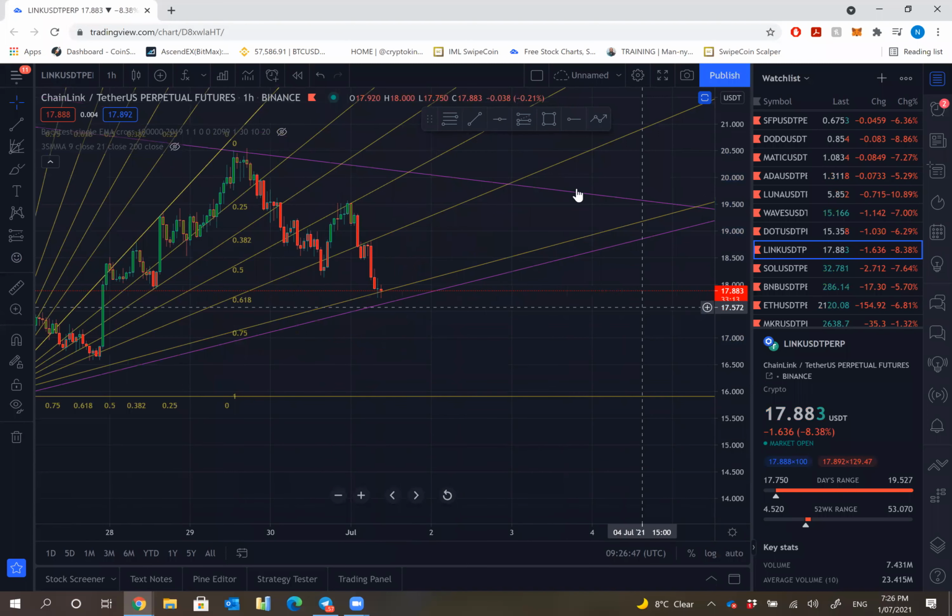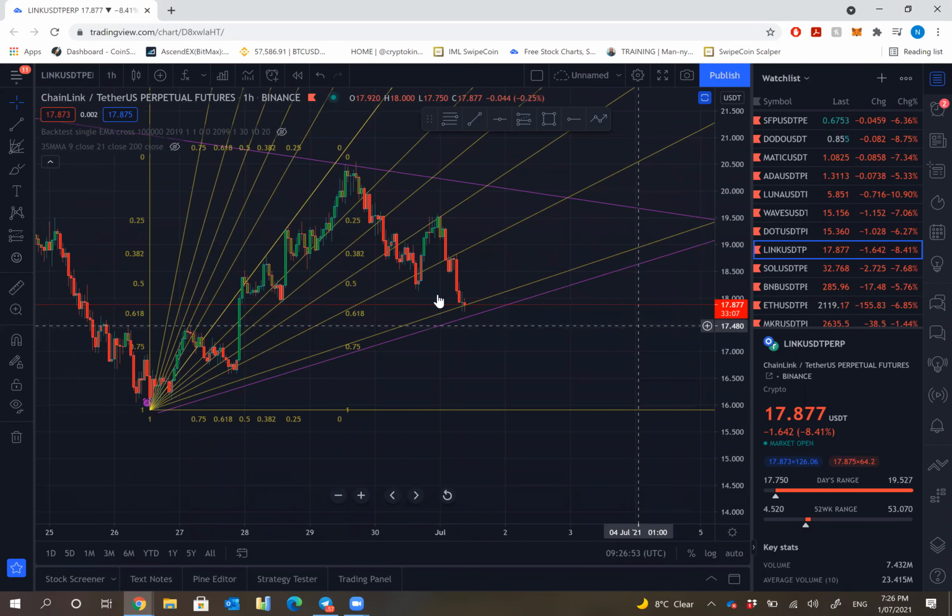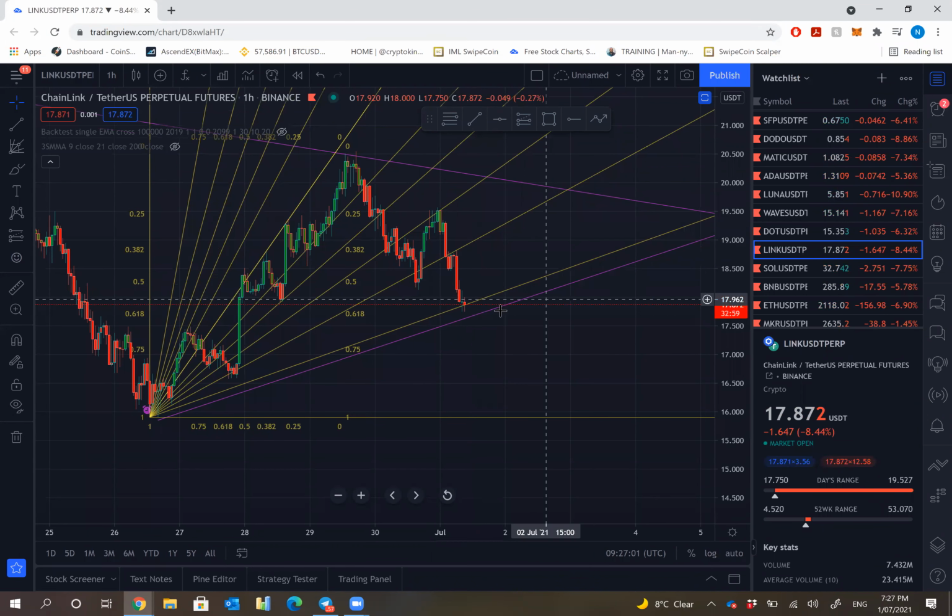So I do my trend lines. I then add my fib fan. And then from there, I mark in points of areas of resistance and support. So for Link, we've got an area of support that is down here. We've got an area of support and resistance that is here. And we've also got a channel that is here.